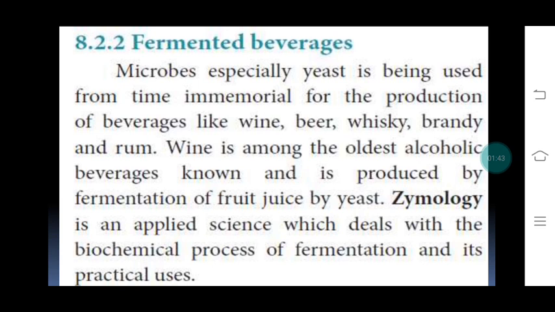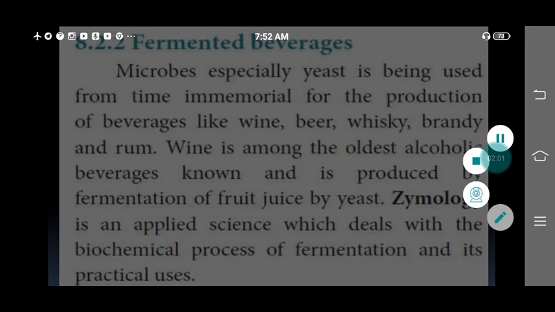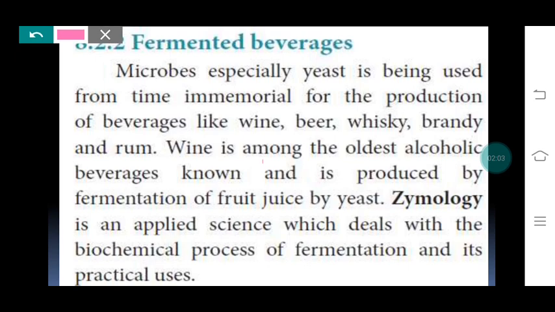Microbes, especially yeast, have been used from time immemorial for the production of beverages. So we are using yeast for production of wine, beer, whiskey, brandy and rum. Wine is among the oldest alcoholic beverages known, and is produced by fermentation of fruit juice by yeast. So how is wine produced? By fruit juice as well as yeast, two things.